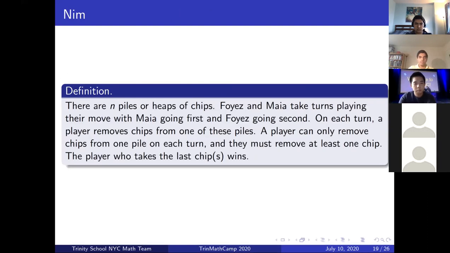Okay, and so now the second game we're going to talk about today is NIM. And so what is the definition of NIM? We say that there are n piles or heaps of chips.